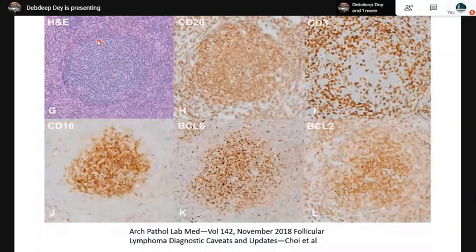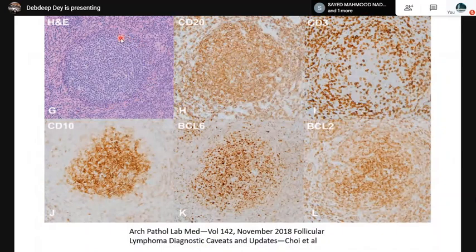Next, we look at this follicular lymphoma. Here, compared to the previous one, you can see that the follicles do not have tingible body macrophages.